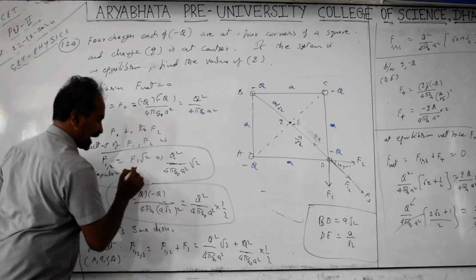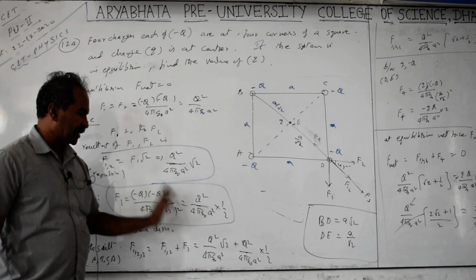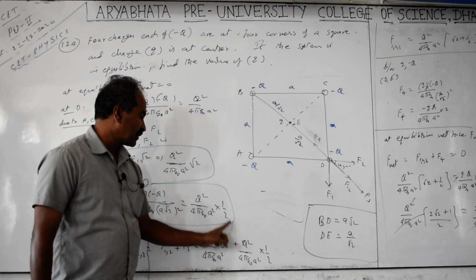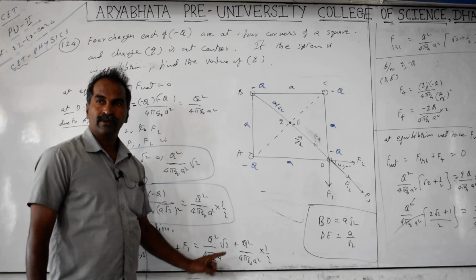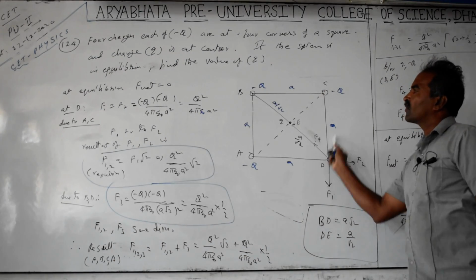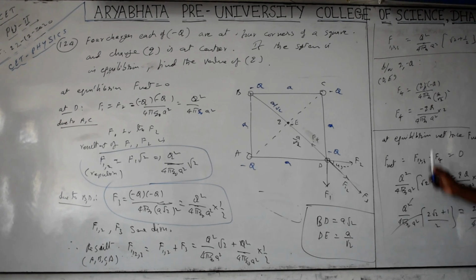and this force are added in the same direction. The result is q squared by 4 pi epsilon a squared, you can take out common: q squared by 4 a squared root 2 plus q squared by 4 a squared into 1 by 2. This part you can take out common, and you will get root 2 plus 1 by 2. Okay, taking out common, the overall resultant of the forces on the corners of a square is F123 equals q squared by 4 a squared into root 2 plus a half. You can take the LCM here if you want, later also we can take.